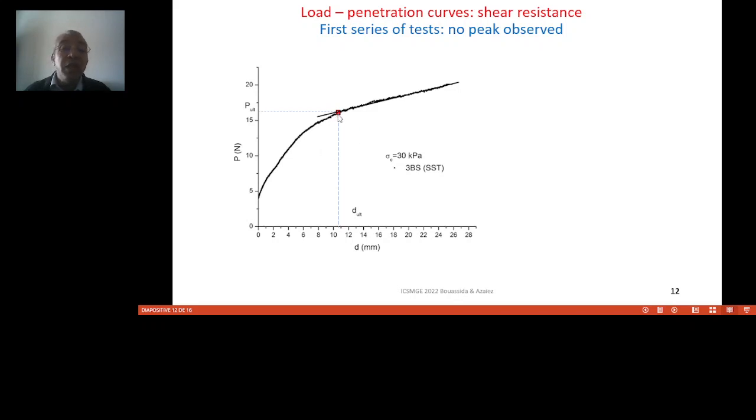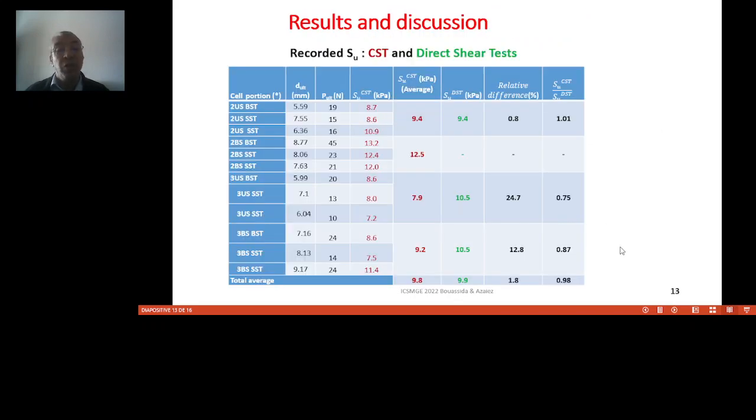So as you can see here, it is in between this linear portion of the curve and the nonlinear portion. And we have also the ultimate penetration. And using the shear area expression, the SU is determined by this equation. In this table, we summarize the obtained SU by the CST and their average value, and we compare those values with the undrained shear, the undrained cohesion by the direct shear test.